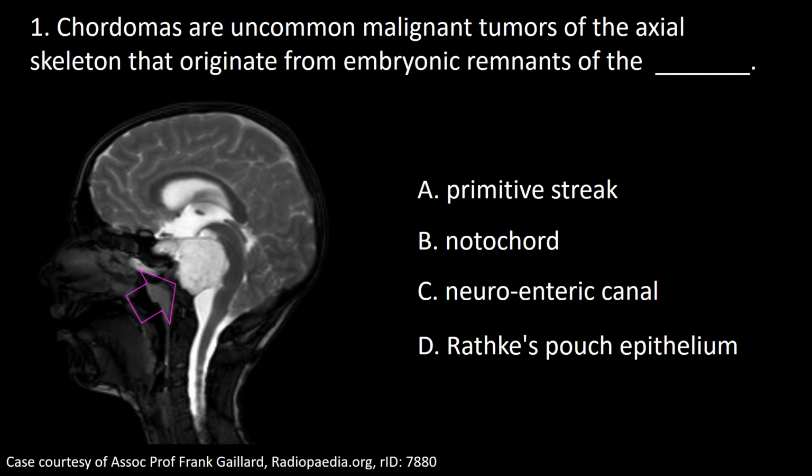The first question is: chordomas are uncommon malignant tumors of the axial skeleton that originate from the embryonic remnants of the A. primitive streak, B. notochord, C. neuroenteric canal, D. Rathke's pouch epithelium.